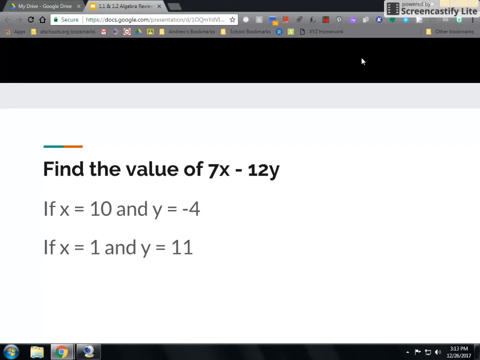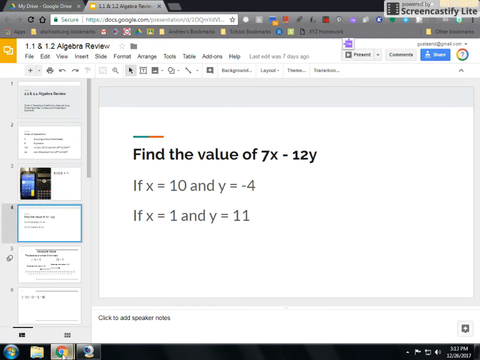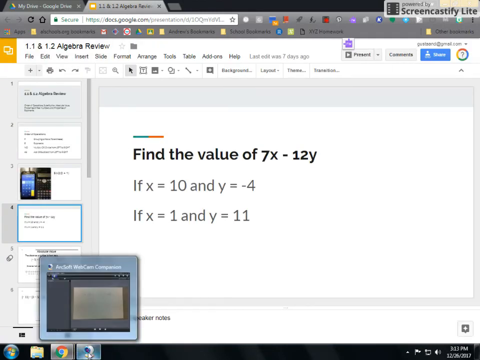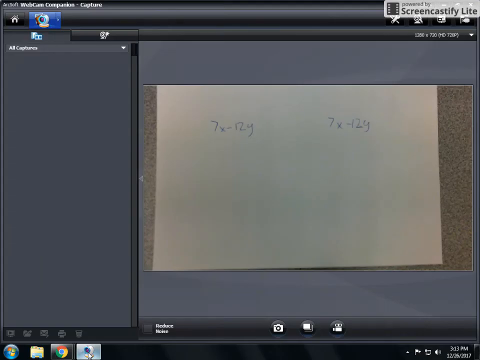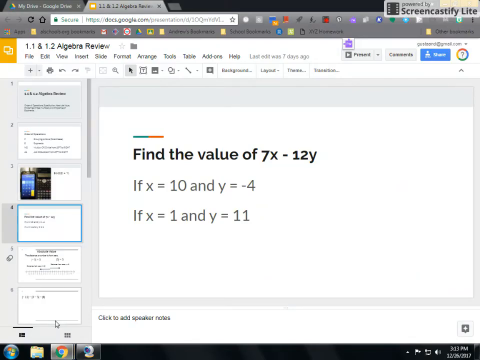I'm assuming you paused it. I'm assuming you tried it. So to speed up the video, I'm just going to glaze over that and say you can pause this and try it on your own, and I'll do a fair amount of that. So in this first one, I forgot what they were here. Hold on. So we've got x is 10, y is negative 4, and then x is 1, y is 11.